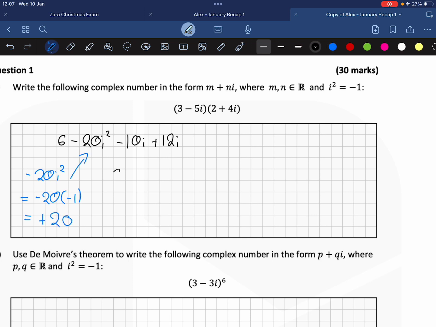So then we end up with 6 plus 20 minus 10i plus 12i, which gives plus 2i. So then we just have 26 plus 2i. So that right there is our answer.